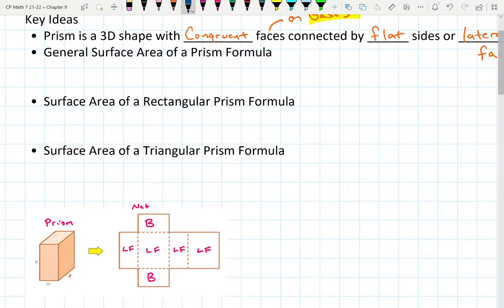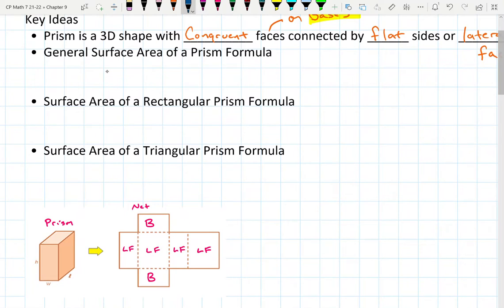A triangular prism, same thing, it has a triangle for the top and bottom, or the bases. But we could have multiple other types of bases. You can have a trapezoidal base. You can have a circular base. That actually becomes a cylinder later.